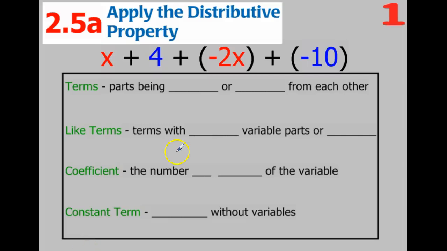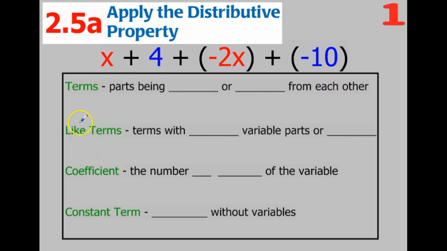Good morning. Today we are looking at lesson 2.5a, which is applying the distributive property. Before we get there, we're going to look at some vocabulary words so we know what we're looking at and what we're talking about when we're solving or simplifying these expressions.